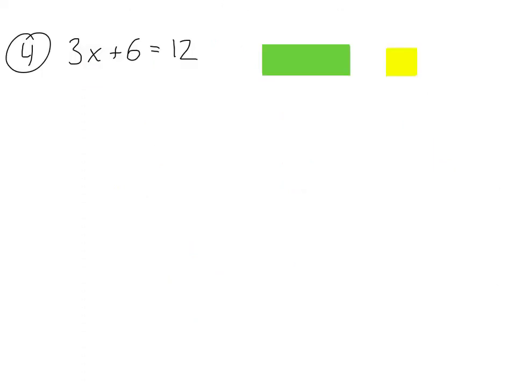All right, for those of you who are a little more visual as you learn, we're going to solve the same problem, but using what are called algebra tiles. Okay, so we have 3x plus 6 equals 12. How we're going to solve this using tiles, I'll show you. Each one of these green tiles is going to be worth an x. Okay, so each green rectangle is an x, and then each yellow square is worth 1.